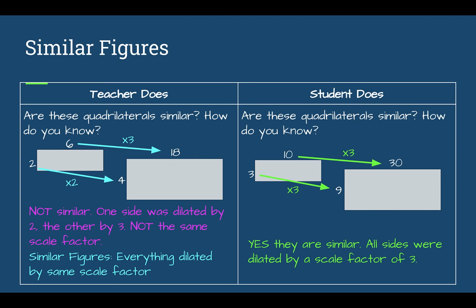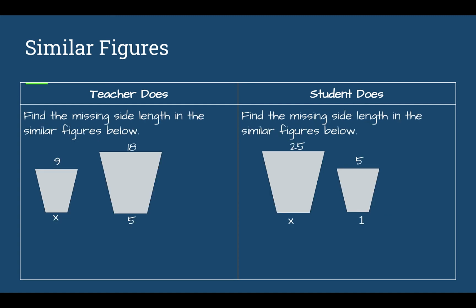They are similar. Another thing that we can do using similar figures is to figure out missing side lengths. Again, because things are similar, everything had to have been dilated by the same scale factor. If it tells you they are similar, then you know that to go from one shape to the other, they must have been multiplied by the same thing. So if I want to go from the small trapezoid to the larger trapezoid, I would multiply by 2 because 9 times 2 is 18.